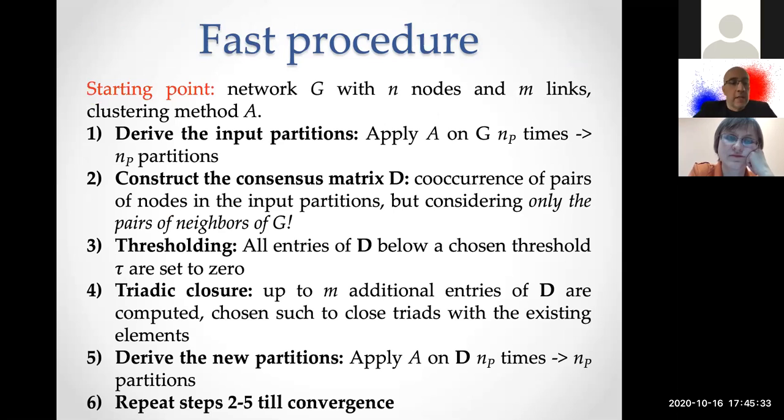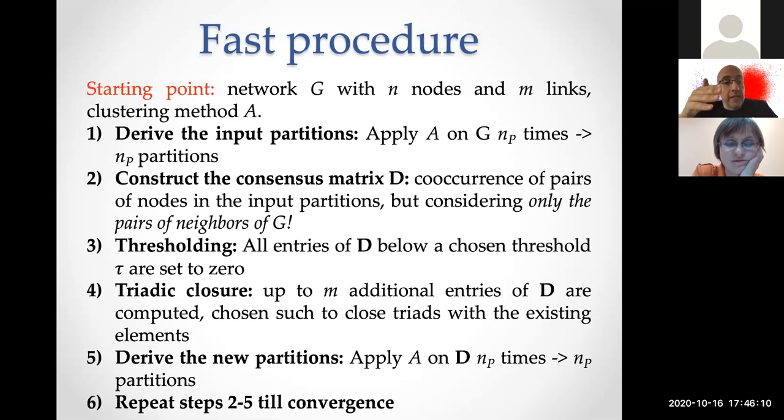So this is what we proposed last year in that paper that I advertised at the beginning of the presentation. You start again with a network G with n nodes, m links, and a clustering method A. You derive the input partitions by applying that method n_p times. So this is all the same as before. You construct a consensus matrix, but this time, instead of considering all pairs of nodes, you consider only the pairs of nodes which are neighbors in the original graph. So you only sample the consensus matrix based on that. So basically that gives you a matrix which has the same number of elements.